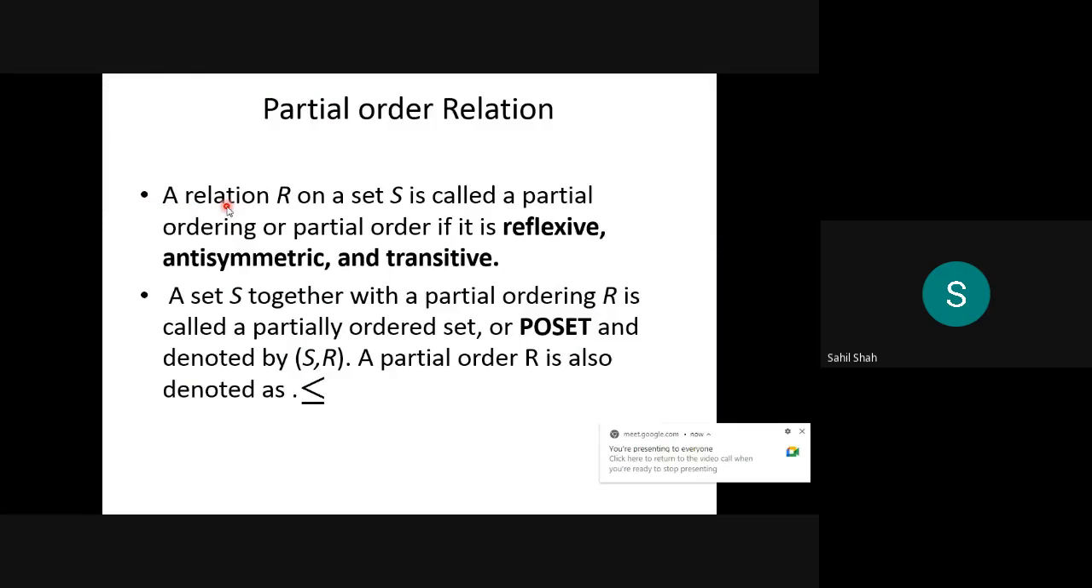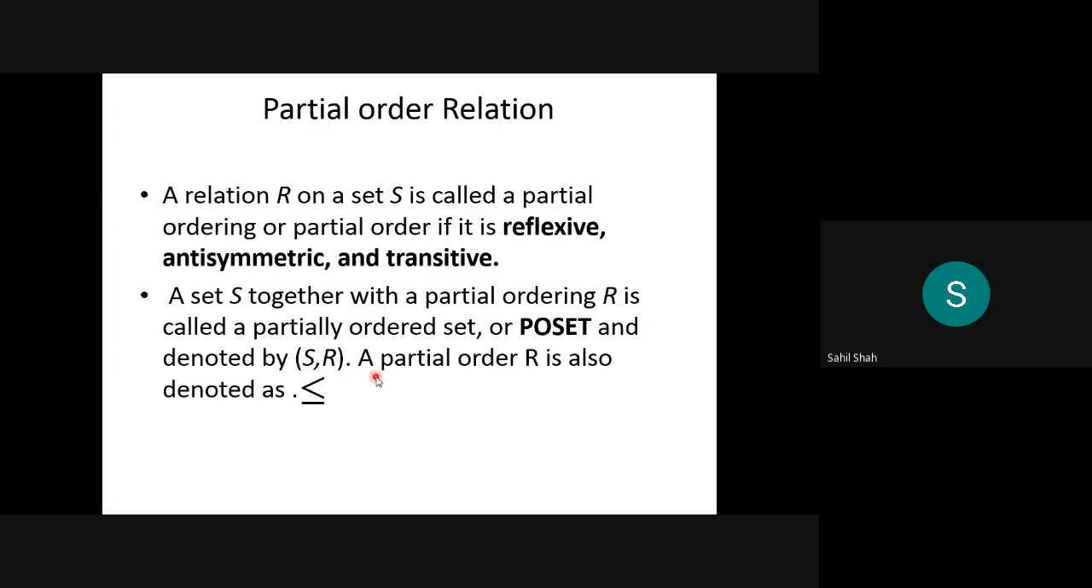A binary relation on any set S is said to be a partial ordering or partial order if it satisfies three properties: reflexive, antisymmetric, and transitive, that we have seen during our last two lectures. Further to this, I have told you a set on which relation R has been defined. A set S together with a partial ordering relation R is called a partially ordered set or POSET, that we have seen.